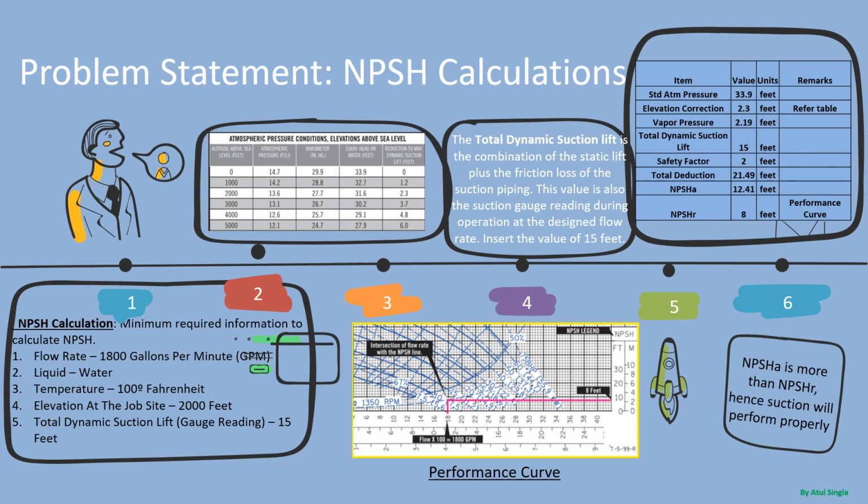Now it is clear, available one is 12.41, required one is 8. That means there is an extra head of 4 feet available, more than 4 feet is available, so that the pump will be running very smoothly. There will be no cavitation. So this is how we can use these parameters, and we can compare the NPSH available and required one, and we can calculate many things.